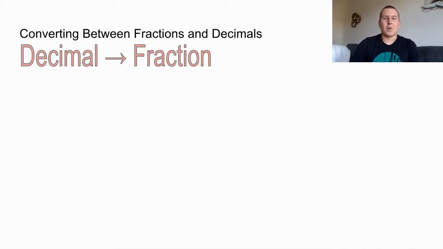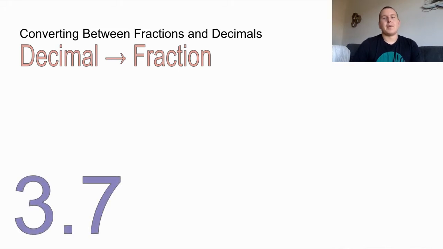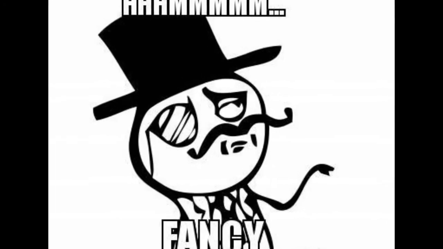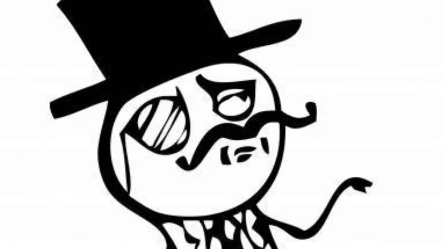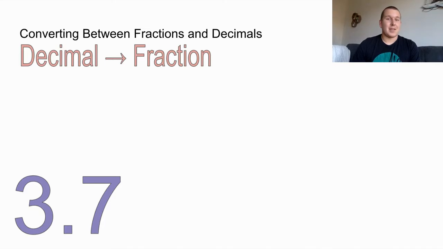Why don't we start with how we would convert a decimal to a fraction? So let's say we had the number 3.7. Now, Mr. Ellsbury is a little fancy, because I don't like to say 3.7. I like to say it by its place value, 3 and 7/10, which we can see the 3 is in the ones place and the 7 is in the tenths place.